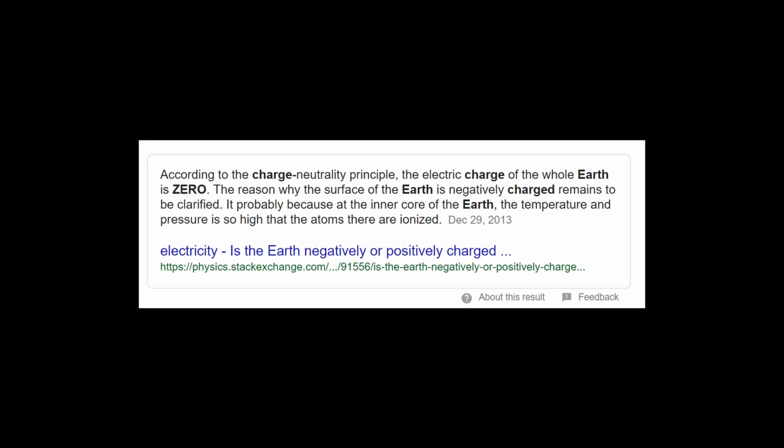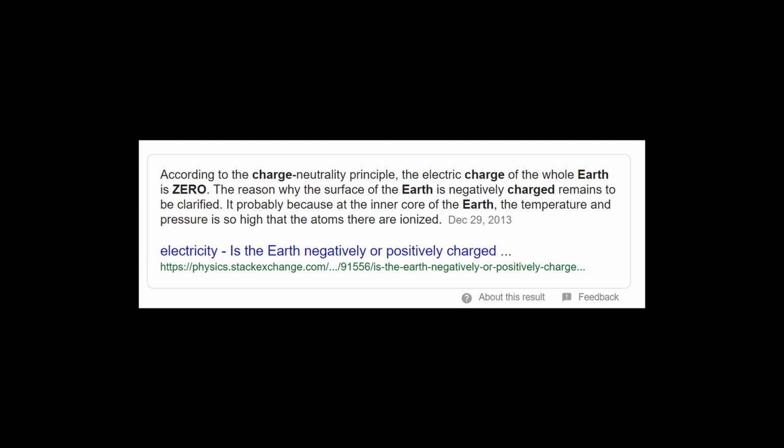Now the Earth's surface does have a slight negative charge, but the whole Earth itself has a charge of 0. Gravity acts on things that have mass, and wouldn't you know, the Earth has mass. Well, you just admitted that all atoms have an electric charge and are capable of magnetism. So again, your words are just strawmen. And according to the charge neutrality principle, which of course is an equation, the electric charge of the whole Earth is 0. The reason why the surface of the Earth is negatively charged remains to be clarified. That's because it's a magnet trying to pull energy in and then push it back out again. It's how it works with the sun.